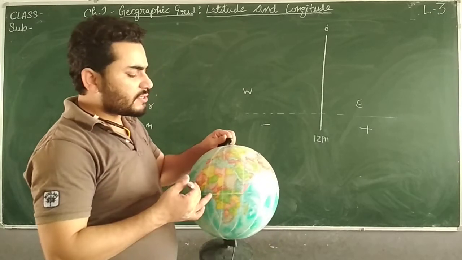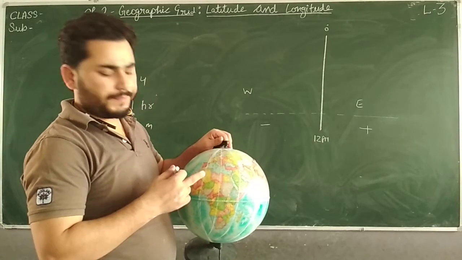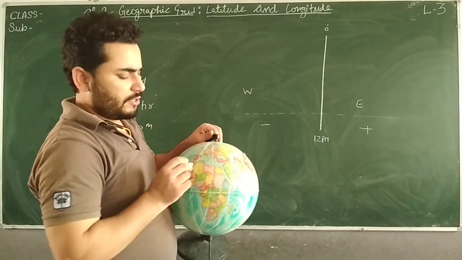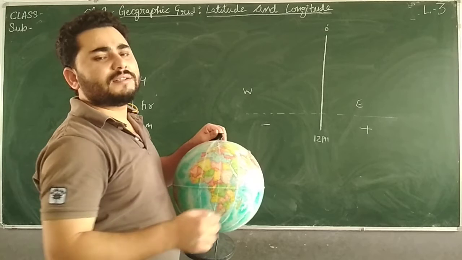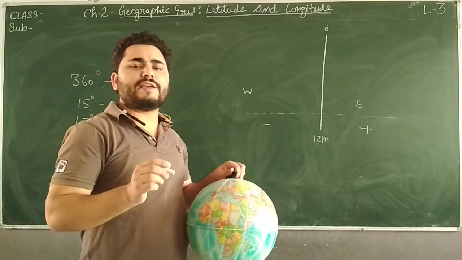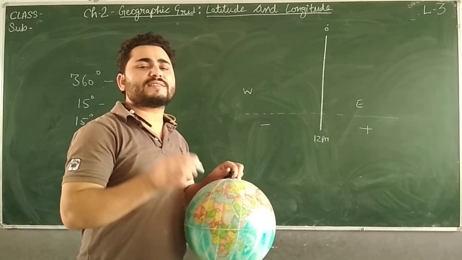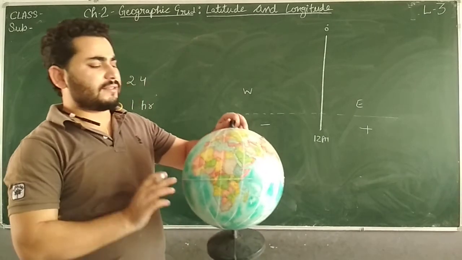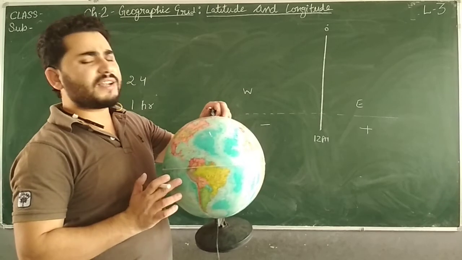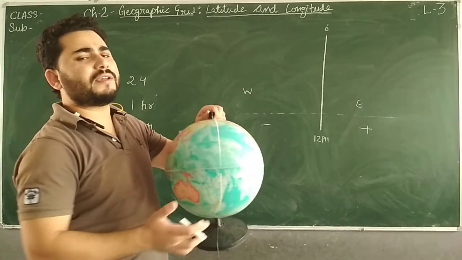Why is India running ahead? Because India is in the east of 0 degree. 0 degree is the prime meridian. So when you move this way, this is the eastern hemisphere. When you move towards the east, the time moves ahead. Getting it? The places which are easternmost will first experience the sun, and as the earth is rotating this way, the places in the western hemisphere will come in front of the sun afterwards. And this entire process will keep taking place.